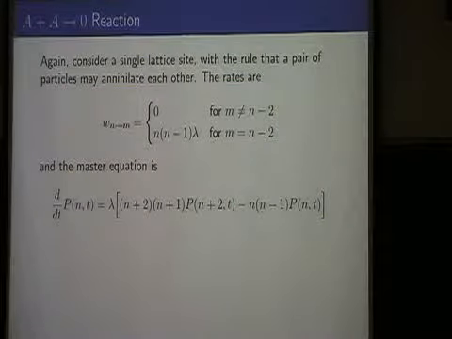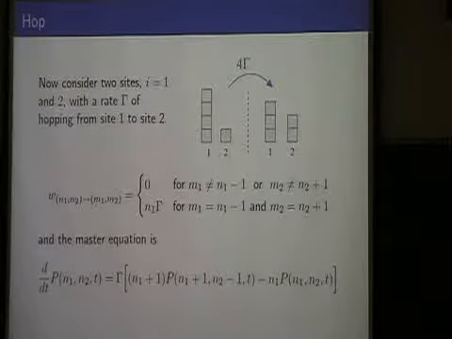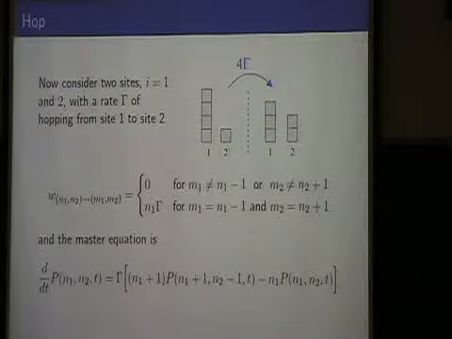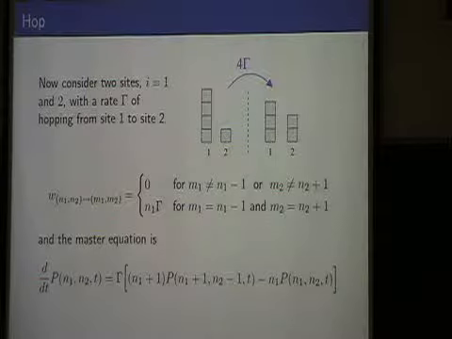Then we just need to compute. How do we do that? Well, let's first just get a hop, okay? Let's hop from 1 to 2. So now we've expanded our universe to 2 lattice sites.